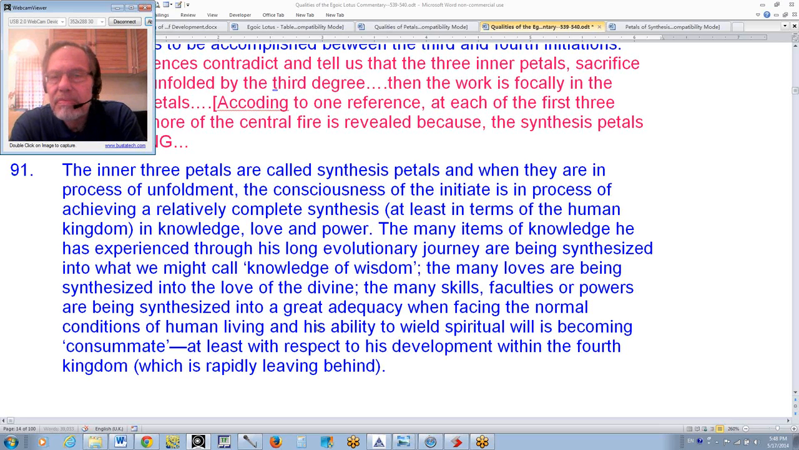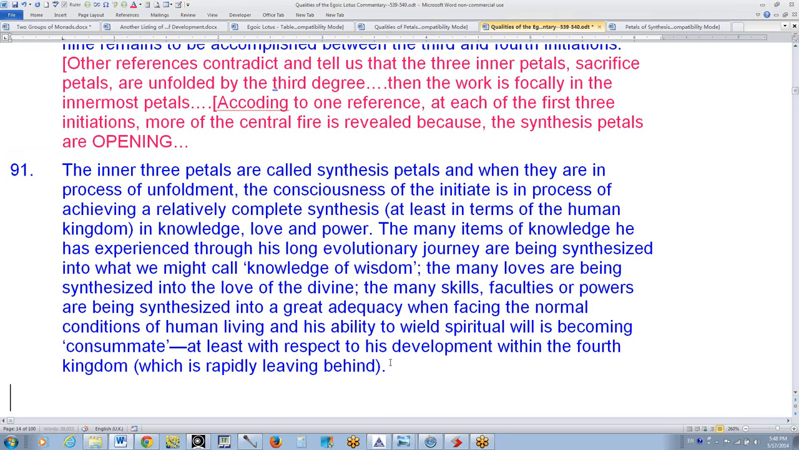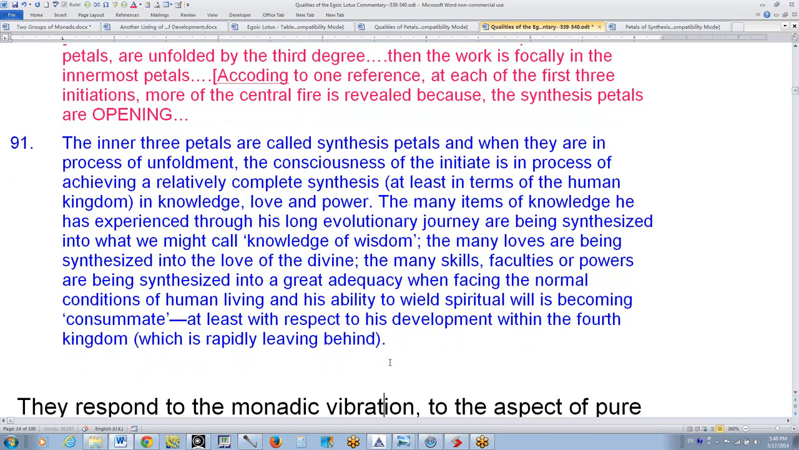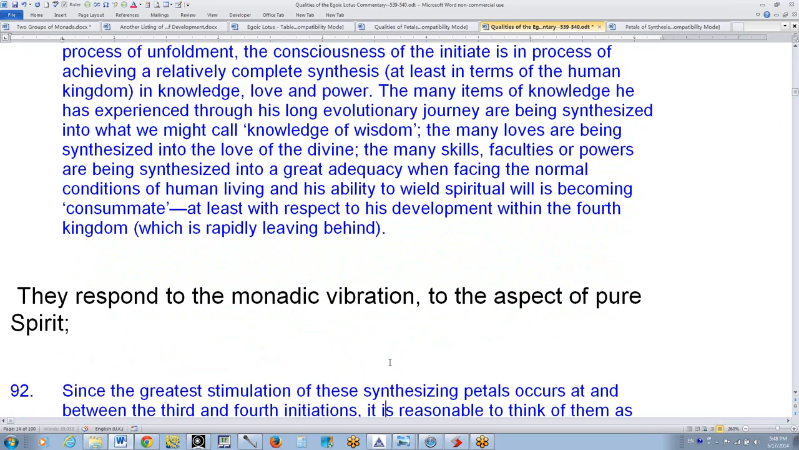Knowledge of wisdom. The many loves are being synthesized into the love of the divine. The many skills, faculties, or powers are being synthesized into a great adequacy when facing the normal conditions of human living. And his ability to wield spiritual will is becoming consummate, heading for consummation, at least with respect to his development within the 4th kingdom, which he is rapidly leaving behind. So that's a little attempted explanation of the meaning of synthesis.